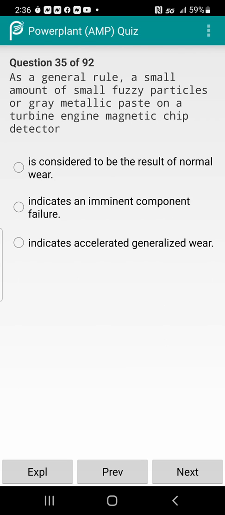Mom has them. As a general rule, a small amount of small fuzzy particles or gray metallic paste on a turbine engine magnetic chip detector is considered to be a result of normal wear.